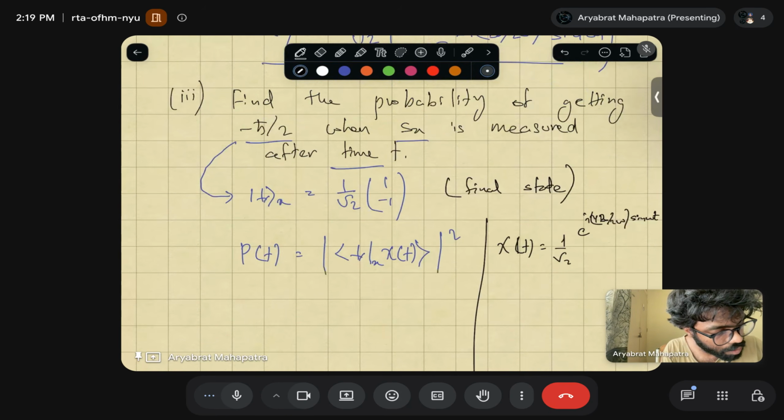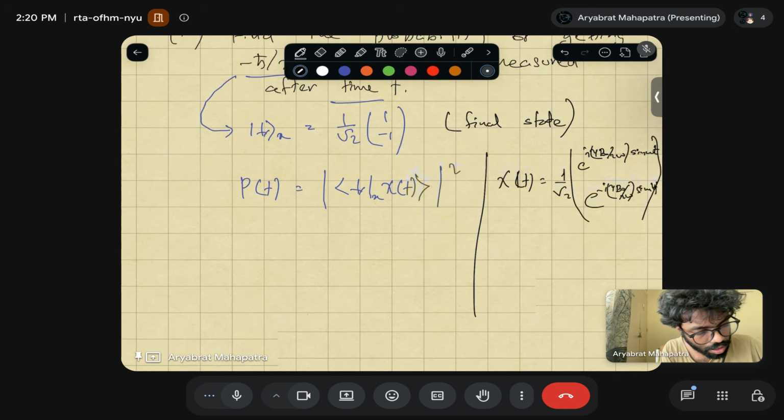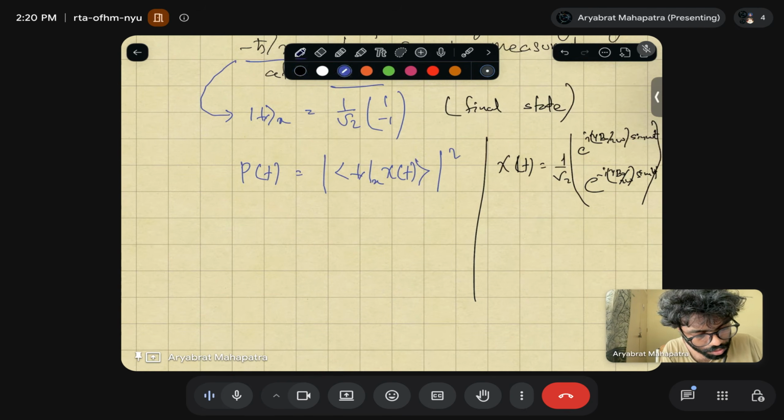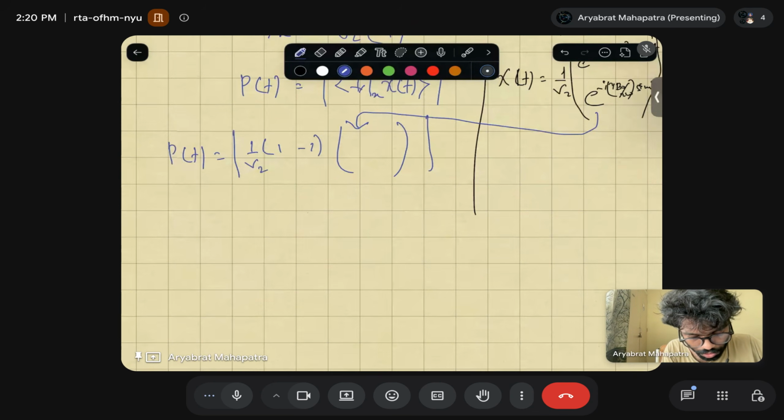Then again you have exponential of minus i gamma B naught over 2 omega sine omega t. So this is your chi of t. Yeah, so if you use this in the probability, you have 1 over square root 2, 1 and minus 1, and then this chi of t. If you do that, you will get something.